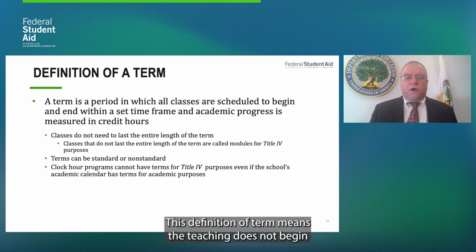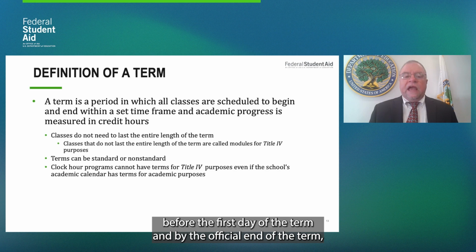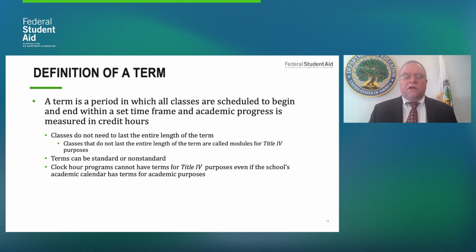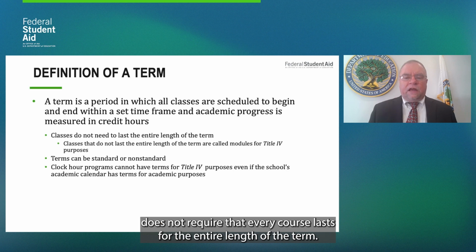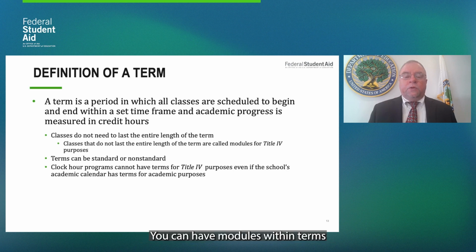This definition of term means that teaching does not begin before the first day of the term, and by the official end of the term, all the coursework, teaching, and exams end. The definition of a term does not require that every course lasts for the entire length of the term. You can have modules within terms.